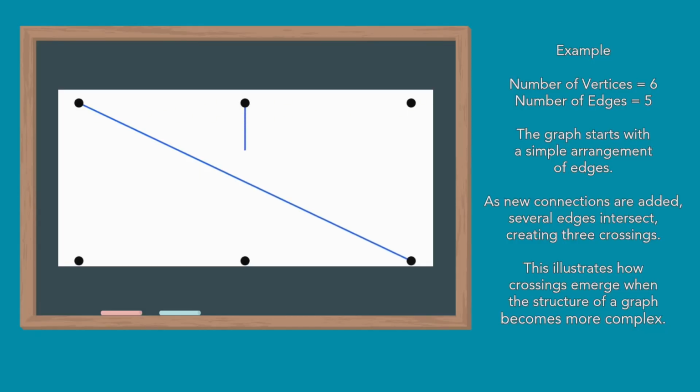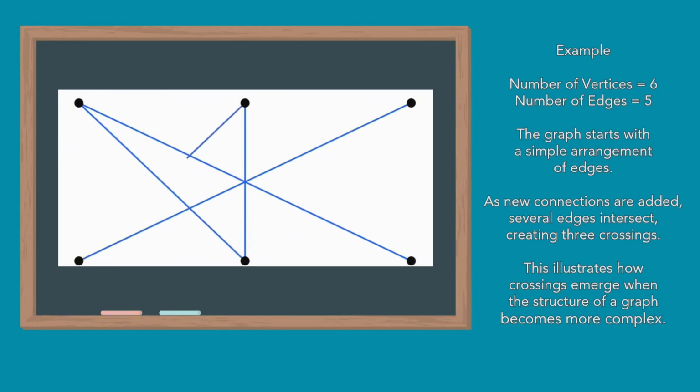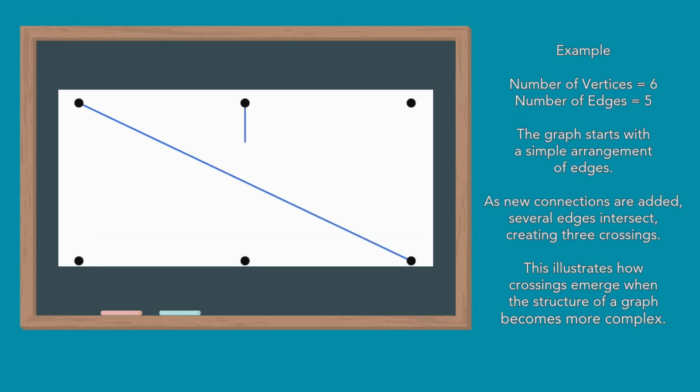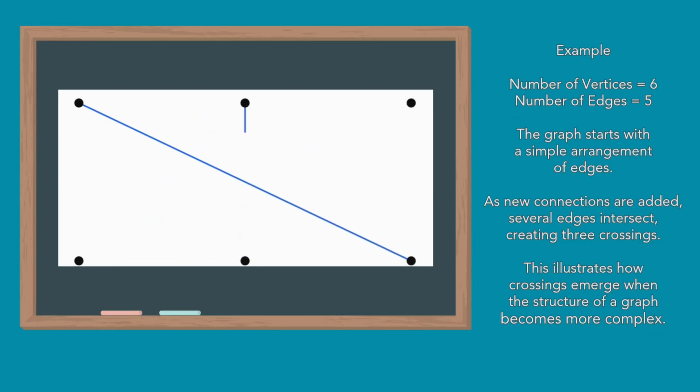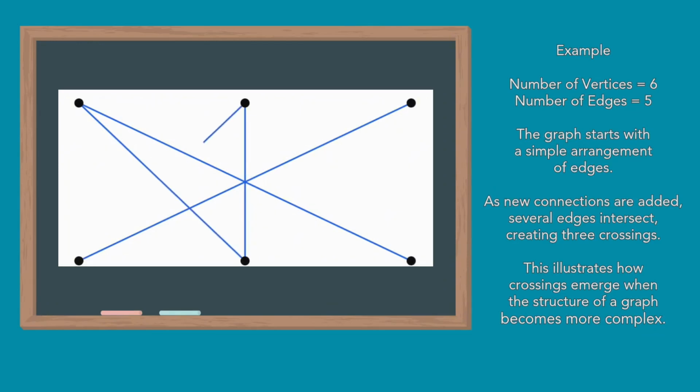Example: this graph consists of 6 vertices and 5 edges. Initially, the graph has a relatively simple structure, with only a few connections established between the vertices. As more edges are added, the relationships among the vertices become increasingly interconnected. The introduction of these additional connections causes several edges to intersect with one another, creating 3 crossings within the graph drawing. In graph theory, these intersections are known as crossings and are an important aspect of graph visualization.